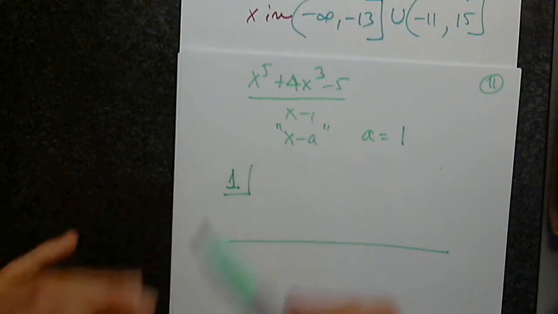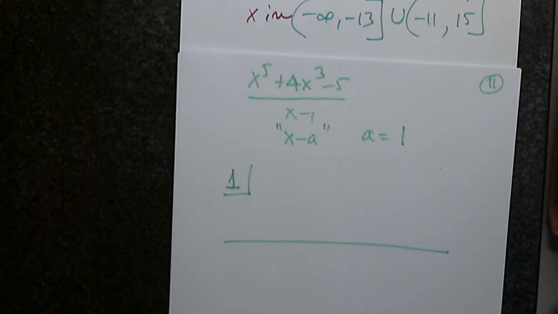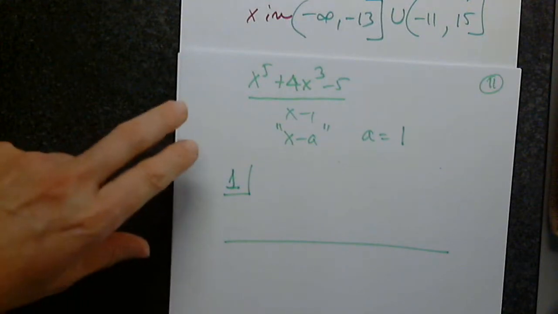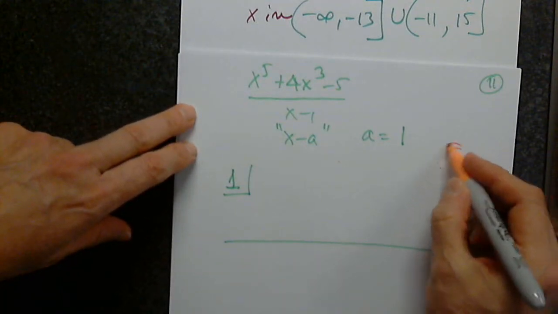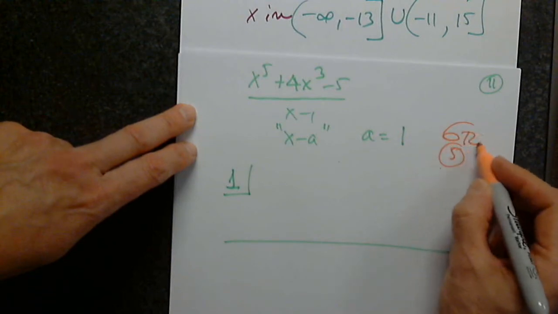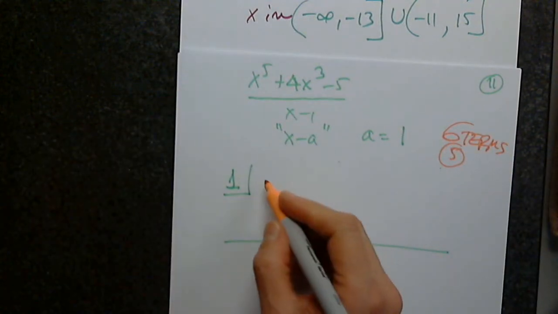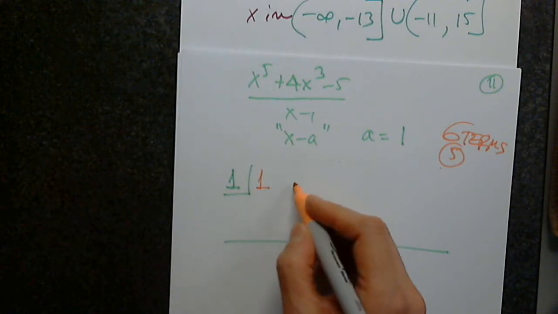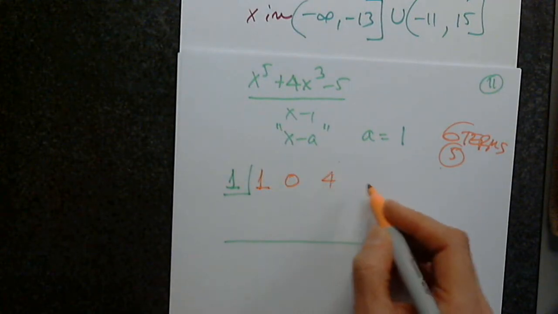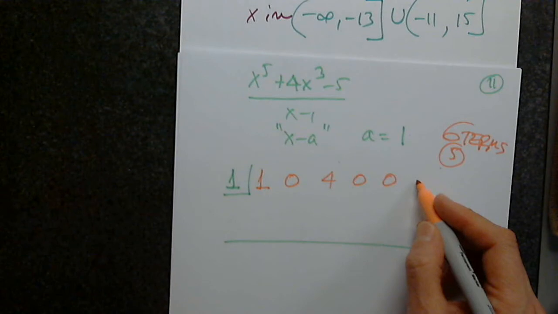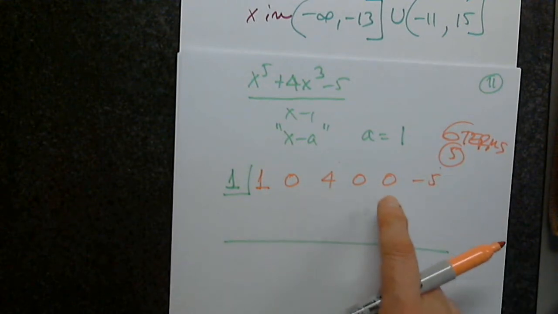So let's take a look at the numerator, and please give me the coefficients starting with the degree. What is the degree? 5. So degree 5 has to have 6 terms. Please dictate 6 coefficients. 1, 2, 3, 4, 5, 6. Awesome.